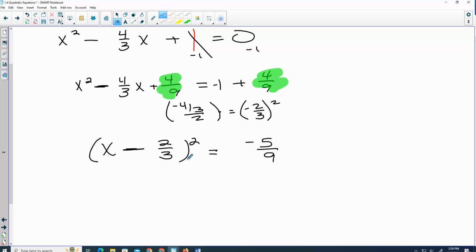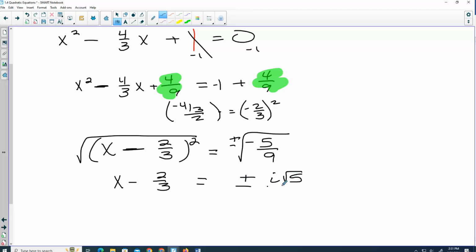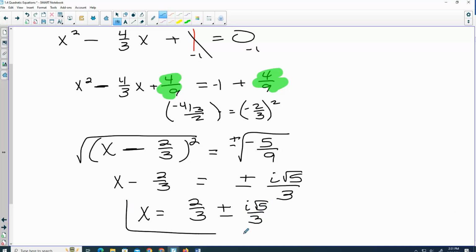Okay, how do you get rid of the square? And when you square root, you do plus and minus. So x minus 2/3 equals plus or minus the square root of negative 5, square root of 9 is 3. Then we add our 2/3 over, so we get 2/3 plus and minus i radical 5 over 3. After I struggled for a bit on that one.